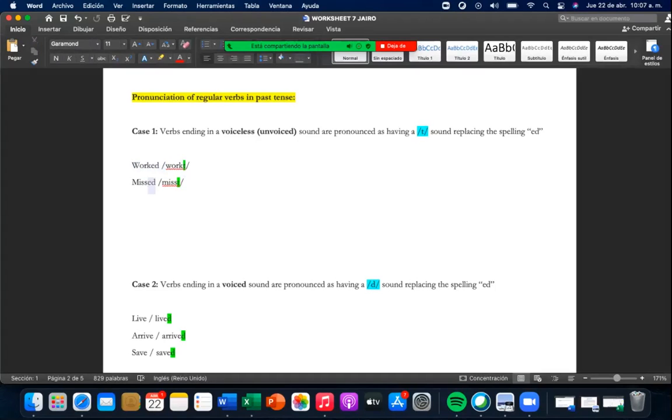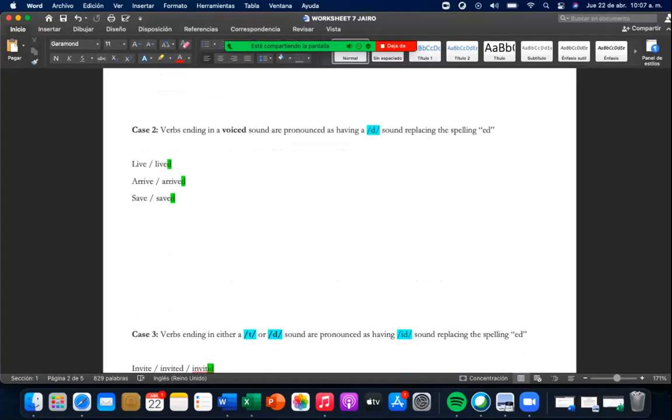Okay, the same thing happens to the verb miss. So it ends in a voiceless sound, which is s. So the pronunciation of the past is going to be missed, missed. Okay, very good. So this is only a very quick review, because I know that you have been studying a lot. So this is now a piece of cake for you. But anyways, extra practice is never endless, right?